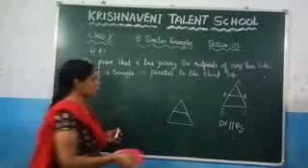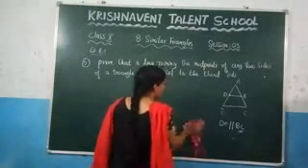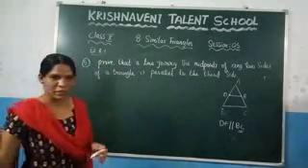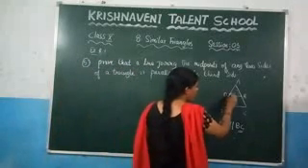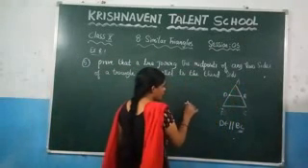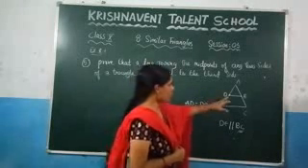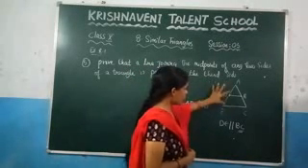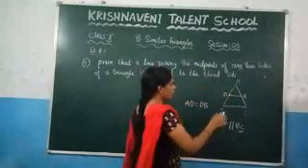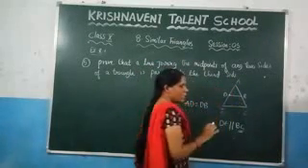What they have given here: D is the midpoint of AB and E is the midpoint of AC. Since D is the midpoint of AB, you can write AD is equal to DB. If D is the midpoint, that means it divides this line into two equal parts. So here you can write AD is equal to DB.